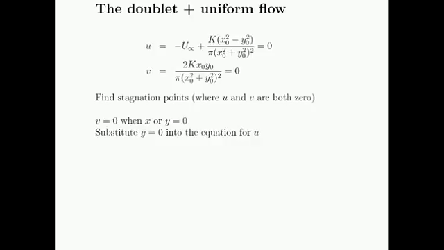So I just substitute y equals zero into that equation for u. So those y naught terms just disappear, and you can see that one of these x naught squared terms disappears. And I just get this very simple solution that the stagnation points are located at plus or minus square root k on pi u infinity. All right? So we've got a stagnation point upstream and downstream of the doublet. And that distance of that stagnation point from the doublet, which is at the origin, is just square root k on pi u infinity.